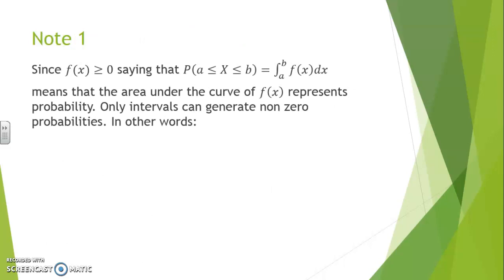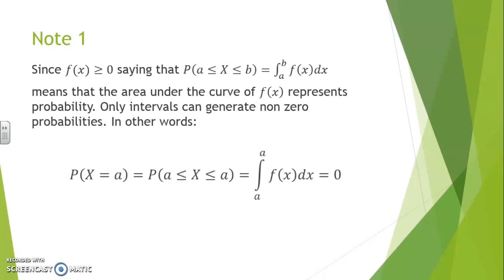Since a density function is greater than 0, then the probability, or in this case the definite integral, corresponds to the area under the curve, and it represents probability. Only intervals can generate non-zero probabilities. This means that the probability of an individual value taking place for a is 0.